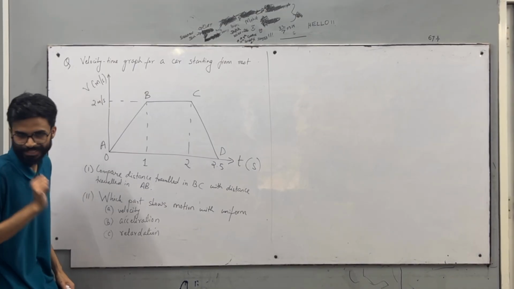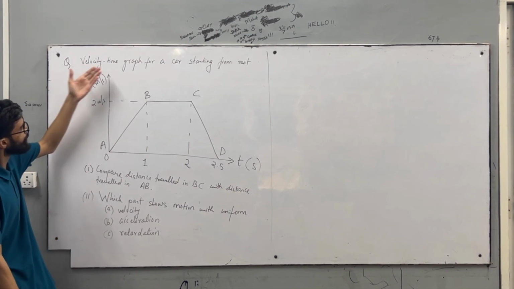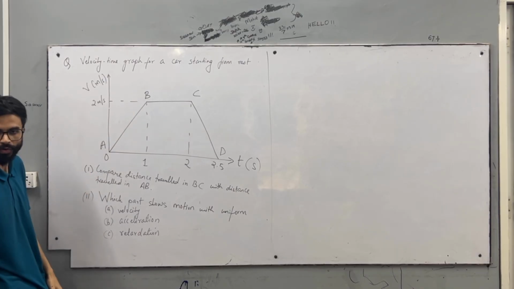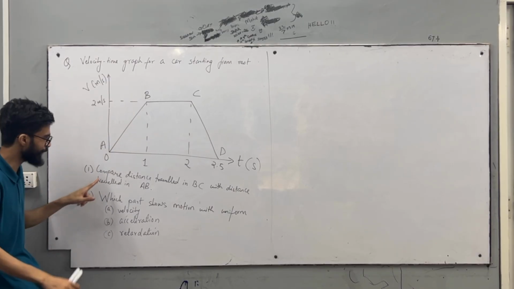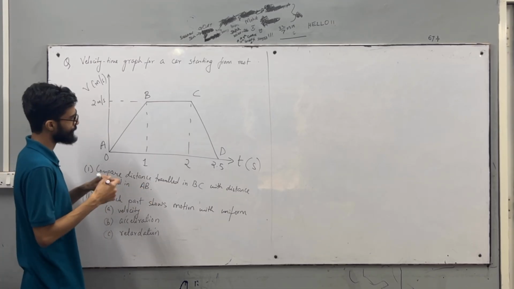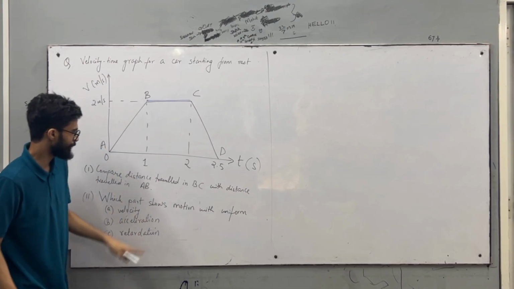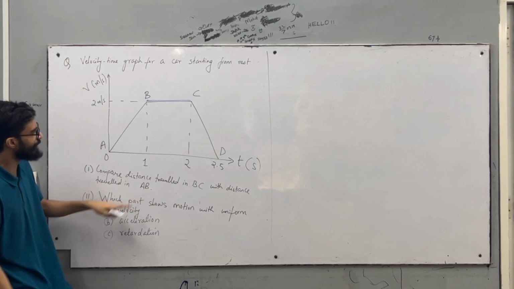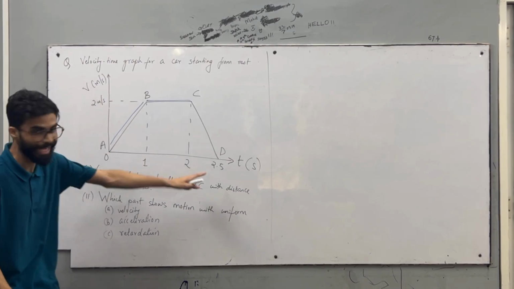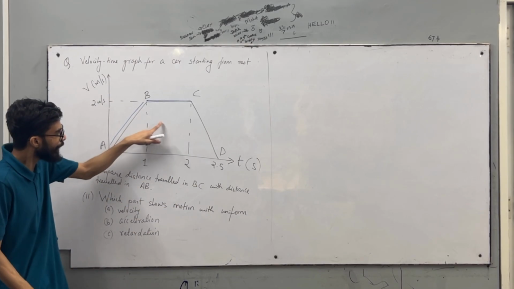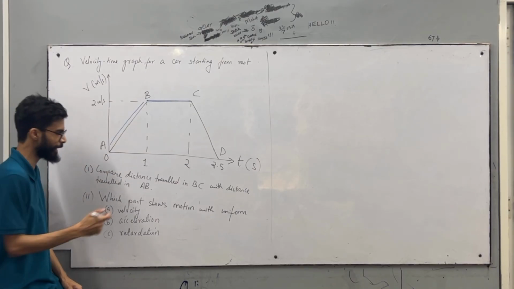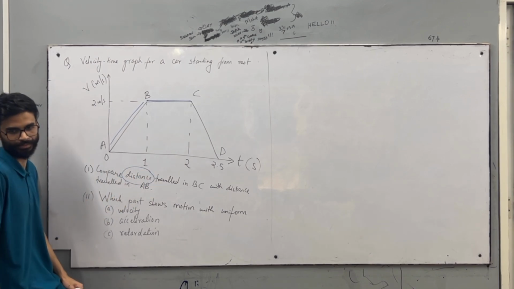Now let's solve next question. Velocity time graph for a car starting from rest is given. Now in the first part I need to compare distance traveled in DC, this is my DC, with distance traveled in AB. This is my AB. Now for velocity time graph, area under the curve, does it give me displacement? So from displacement can I find the distance?